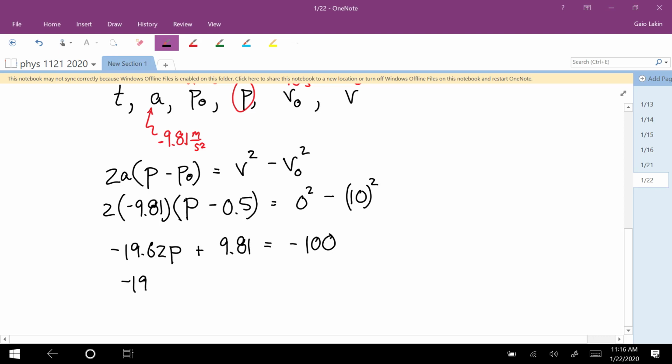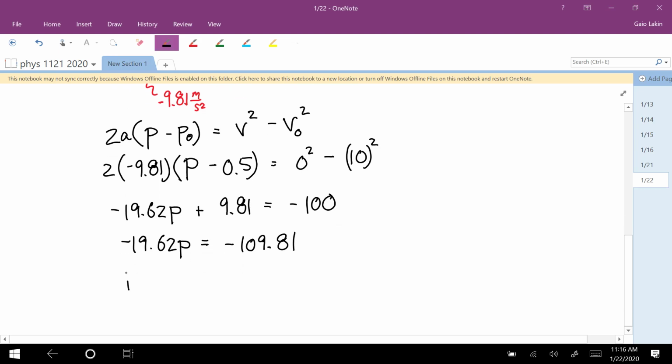So negative 19.62 P is equal to negative 109.81. And so what do you get for P? 5 point something? 5.97? 5.597 meters.